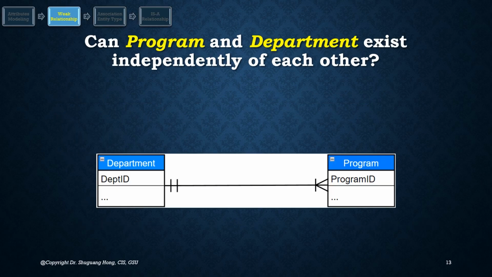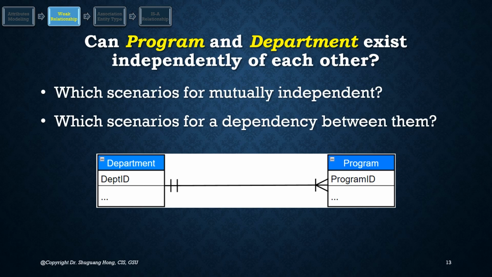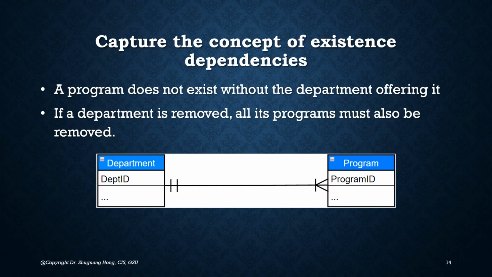Can program and department exist independently of each other? Which scenarios are mutually independent? Which scenarios have a dependency between them? The answers should depend on the user requirements. If the user requirements do not offer the answer, you should ask the user about the business rules on the data elements. Capture the concept of existence dependencies.